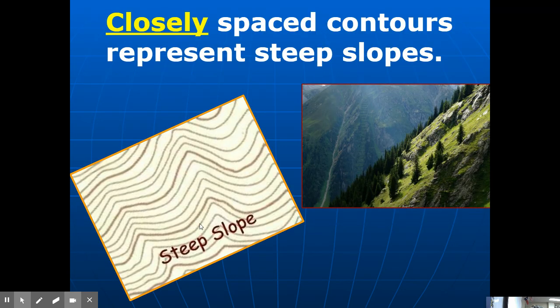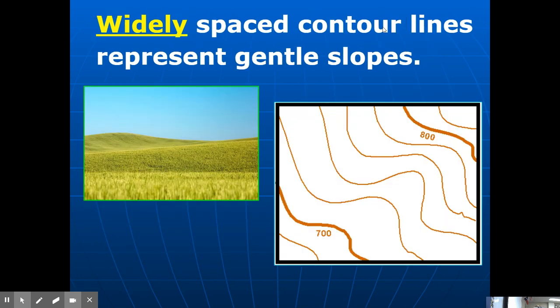Closely spaced contours represent steep slopes. So your contours here are really, really close together, and they represent a steep slope. Widely spaced contour lines, where you have a lot of space between one contour line to the next, represents a gentle slope.